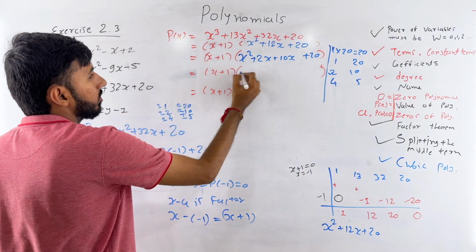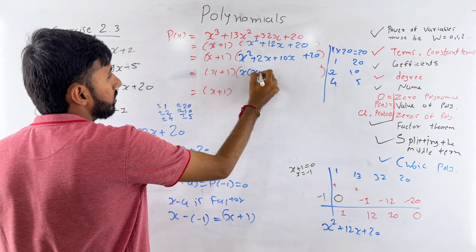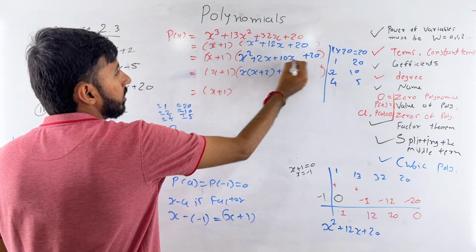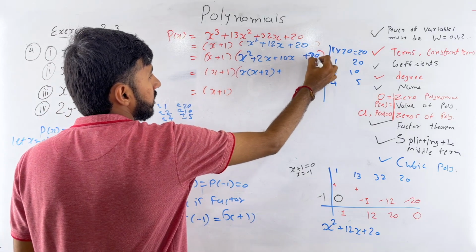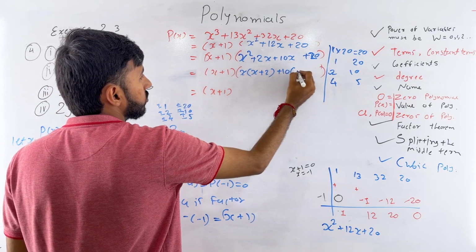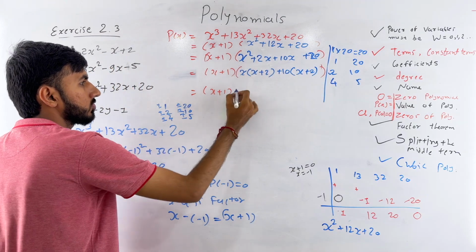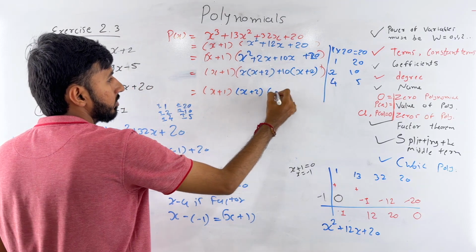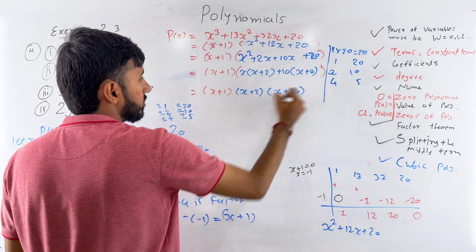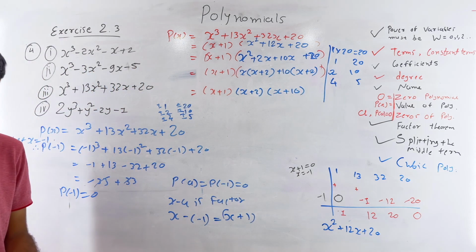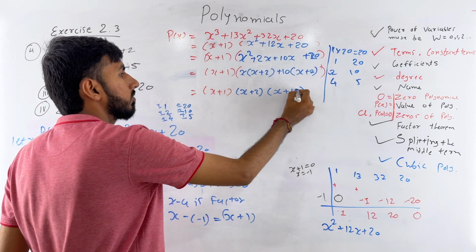Now I can take a common x from the first two terms. So my bracket will be x plus 2. Take a common from these two terms. This is 20, right? So I can take 10 as common. So it will also be x plus 2. Now I can take x plus 2 as a common. So my third bracket will be x plus 10. So these three are the factors of the given cubic polynomial.